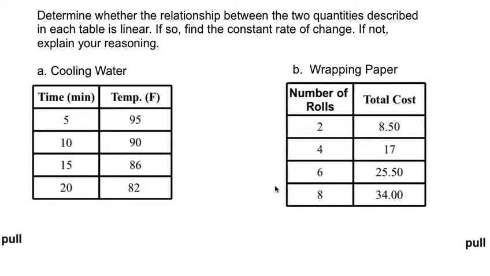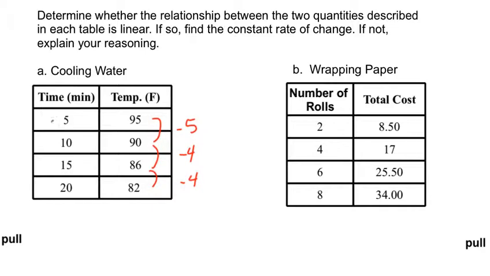Here's two more examples to work out. One's cooling water and the other is wrapping paper. Let's take a look at what's happening with the temperature for the cooling water. We start at 95 and go down to 90, so that's a decrease of 5. From 90 to 86, we go down 4. And from 86 to 82, we go down 4.